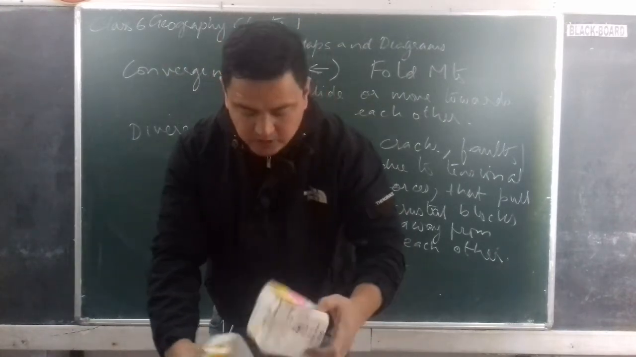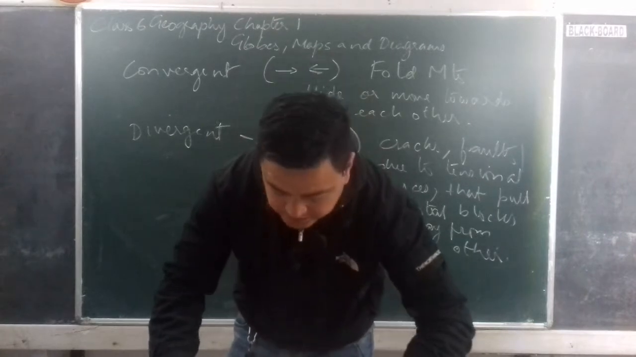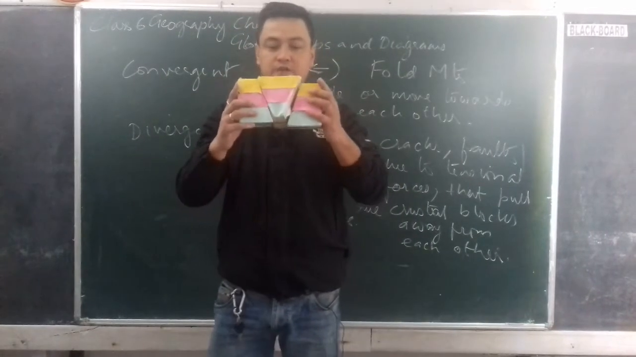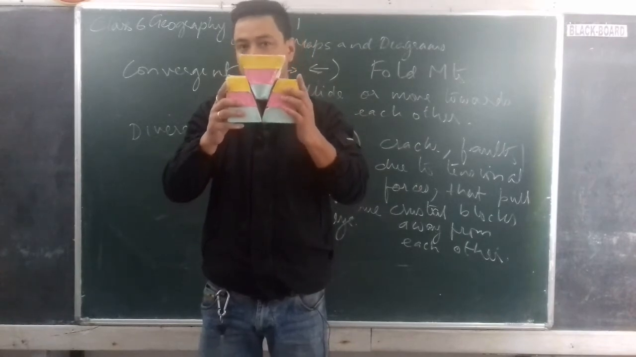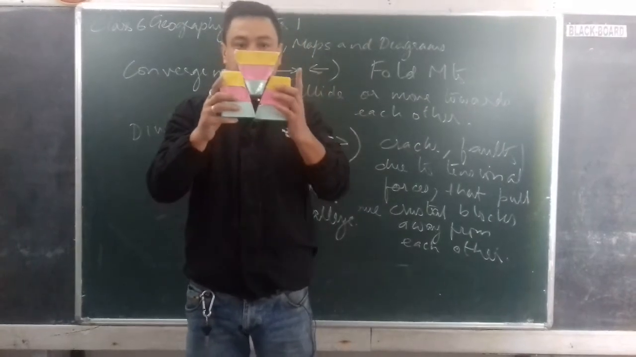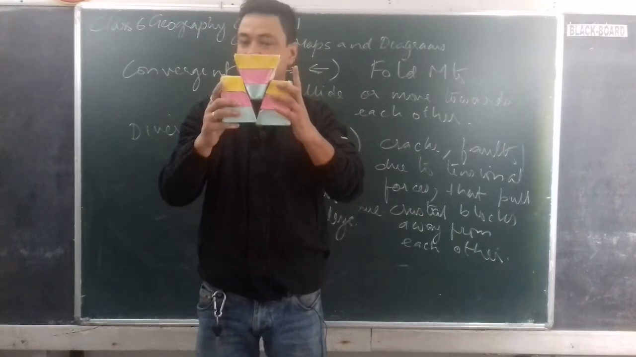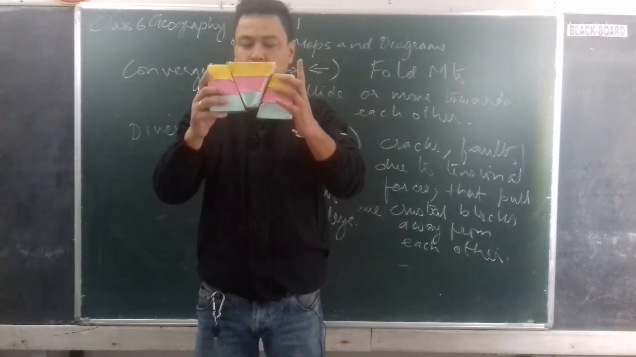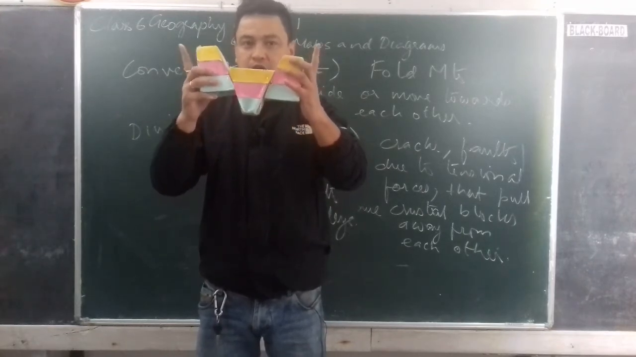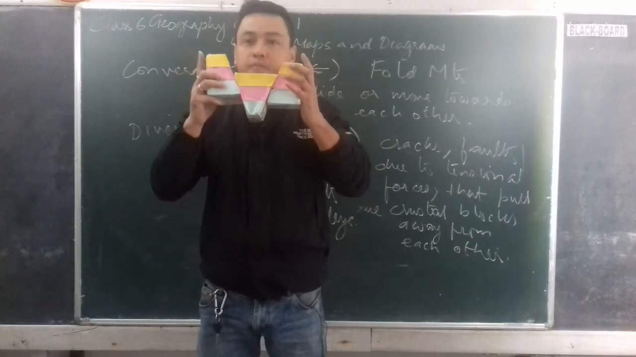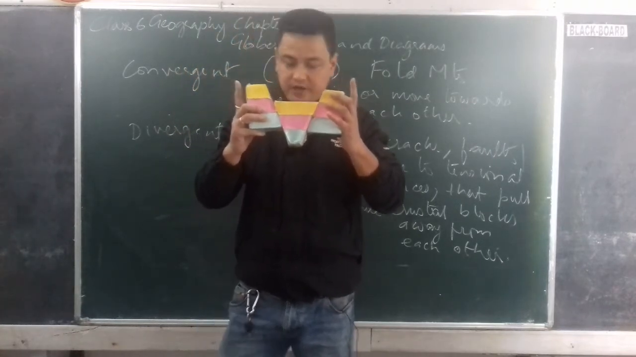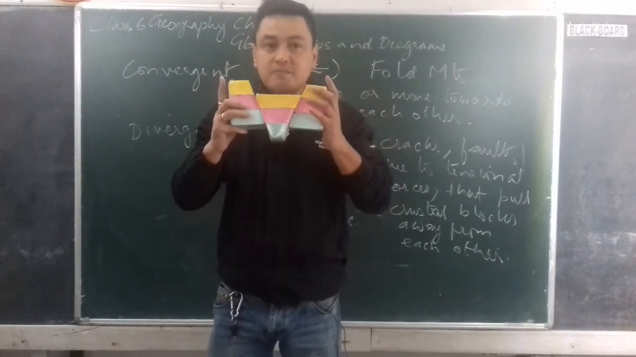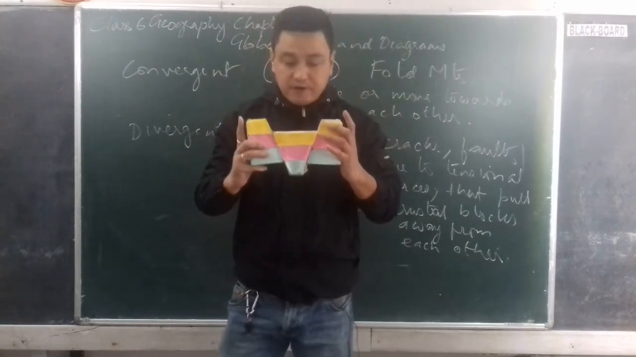Let's explain this with the help of this model. If I put a convergent movement here, when I press it, what happens? A fold mountain is formed. The middle part is known as the fold mountain. Now if I slowly go away from each other, 2 block mountains are formed and the middle one is called the rift valley. These 2 are the block mountains and the middle part is known as the rift valley.